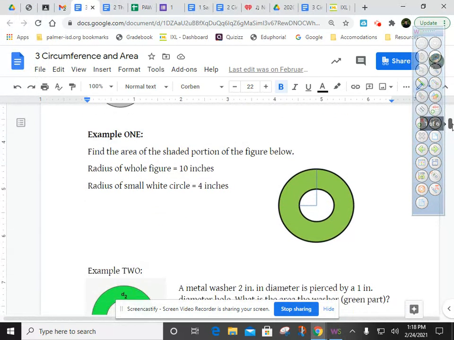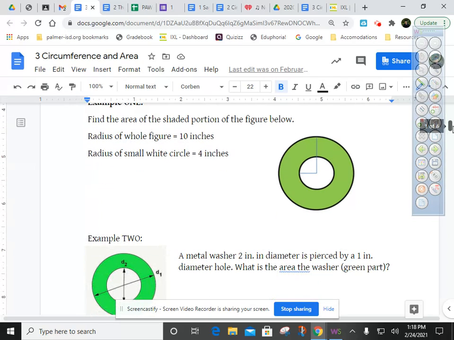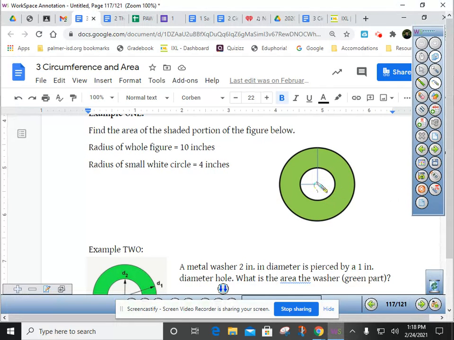So look at example 1. Find the area of the shaded portion of the figure below. The radius of the whole figure is 10 inches. So the big circle radius is 10. The small circle radius is what? 4. So that means you find the area of the big one, the area of the small one, and subtract.